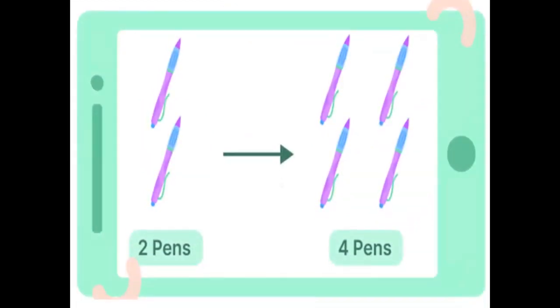So let's try it here. Here we have 2 pens. I want to double them. The double of 2 is 4. We add the same number again. And also you can use your hands, okay? But with the small numbers.